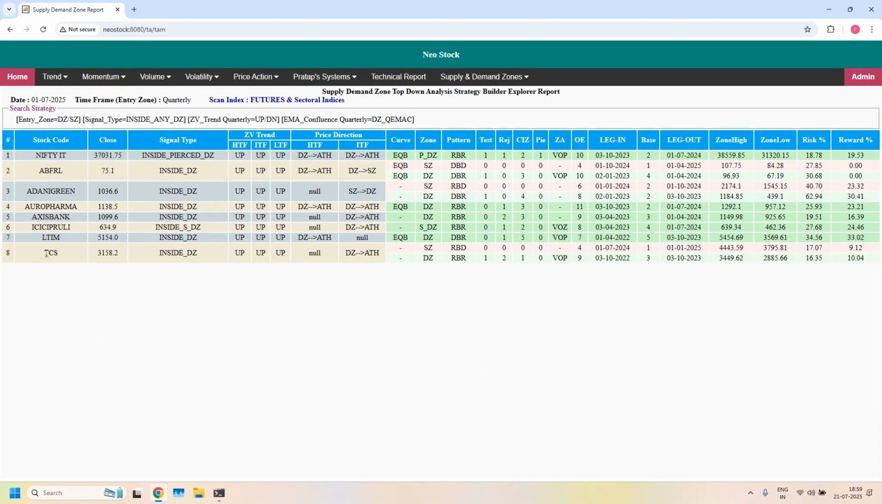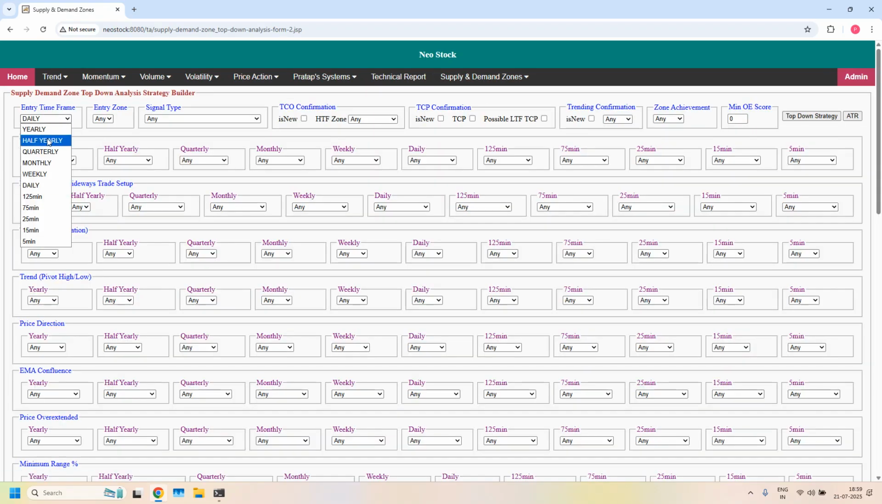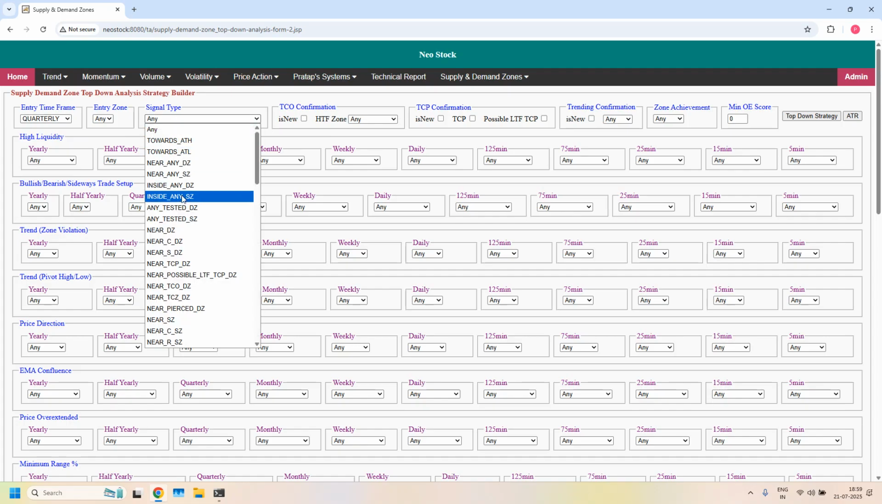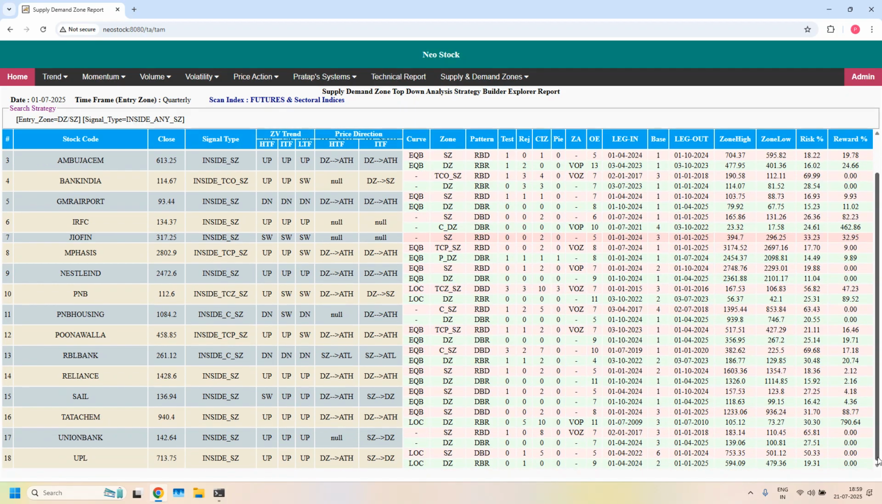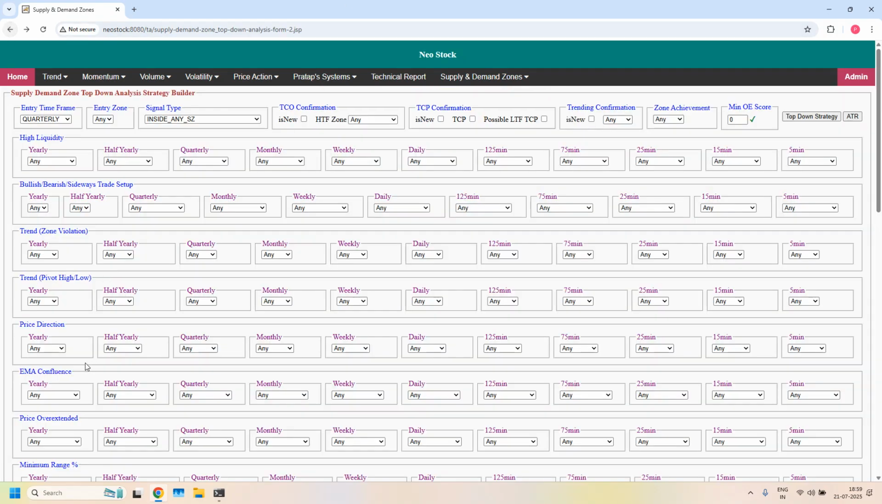In Lesson 28, I explained how to use these zones for finding our own trade setups. Okay, next, quarterly price closed inside the quarterly supply zone. First 16 stocks in the list. Scrolling the list down. Total 18 stocks are filtered. We can further filter this list based on quarterly supply zone having quarterly EMA confluence.